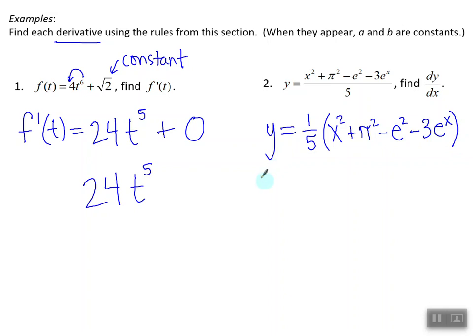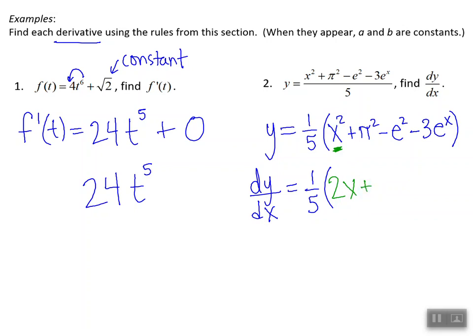Now this will be better because when I take the derivative, dy dx, 1/5 is just a constant multiple. So that 1/5 gets multiplied to the derivative of each of these terms. And because these are all added or subtracted, I can do the derivative of each one at a time. The derivative of x squared using my power rule, 2 goes in front. I subtract 1 from the exponent, so it's 2x.